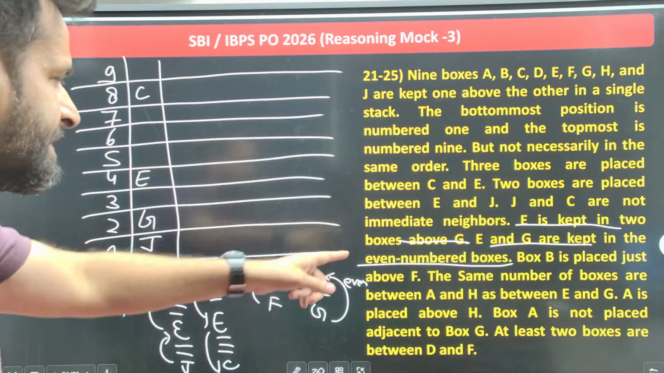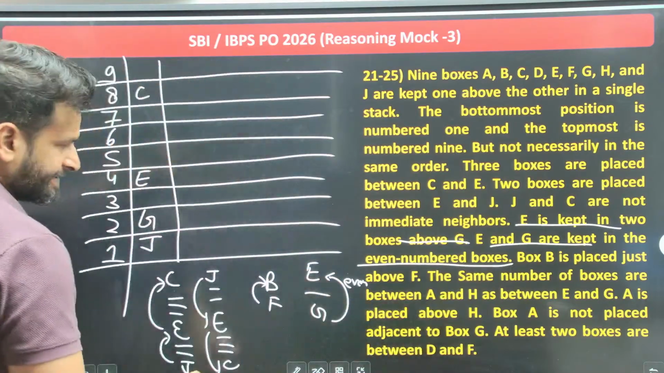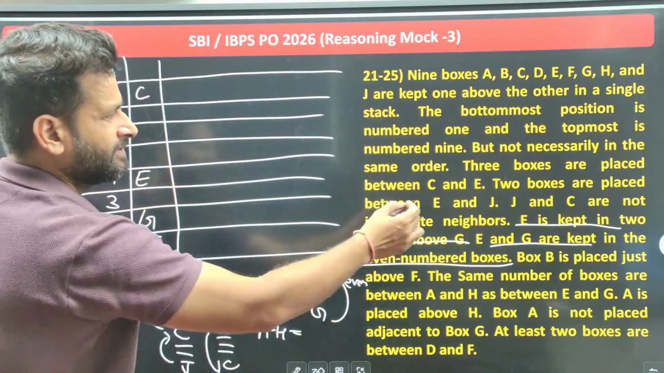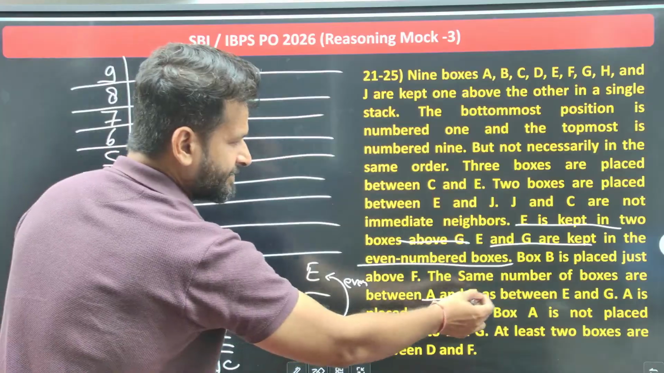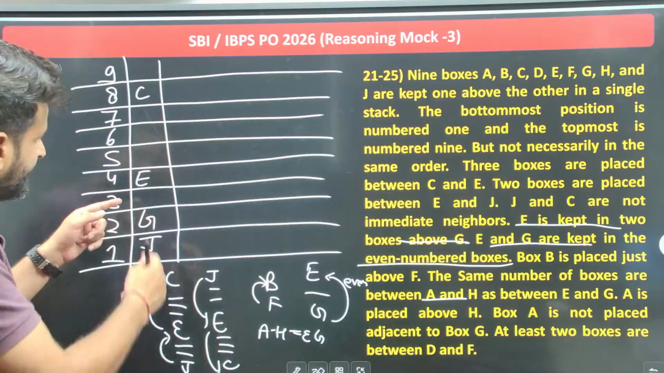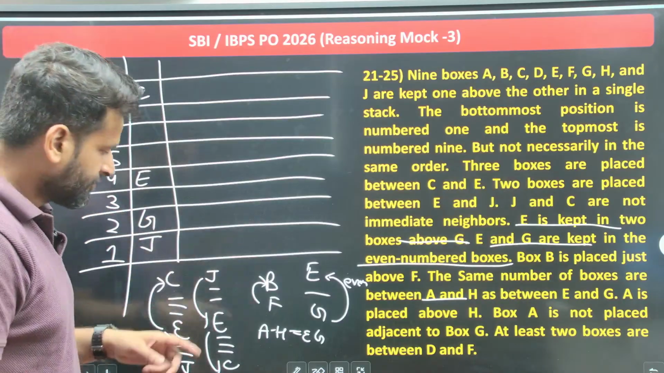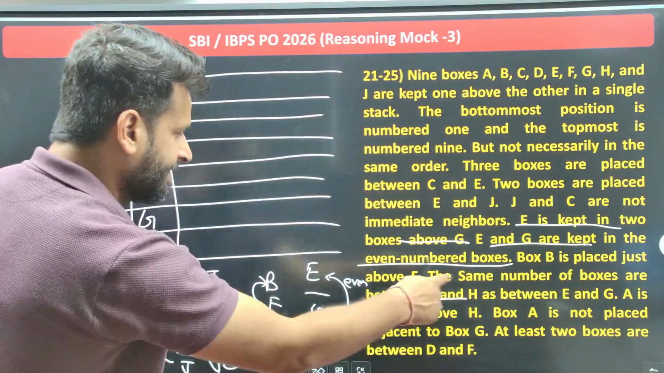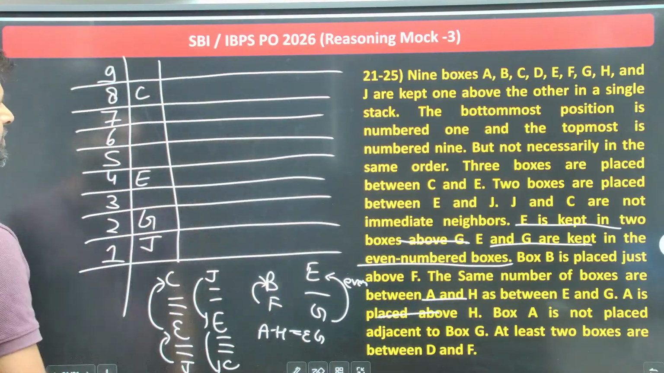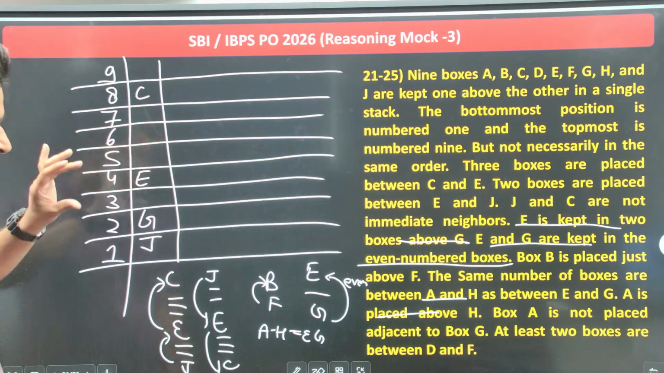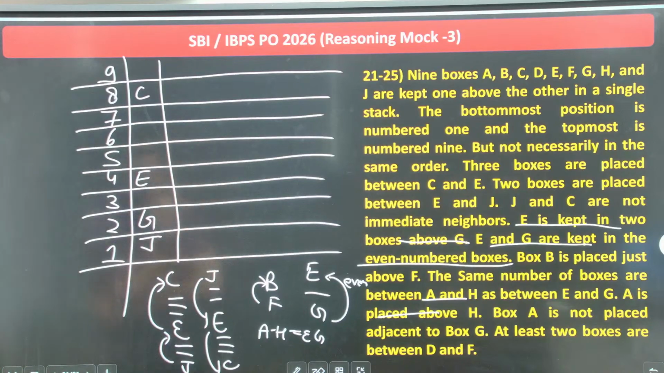Okay. Same number of boxes. The number of boxes between A and H is equal to the number between E and G. In this case, between E and G there is one box, so there is one between A and H. A is above H and A is not adjacent to G. So between A and H, one box. This can be A and H. There are plenty of possibilities. And I hope we are not missing anything.